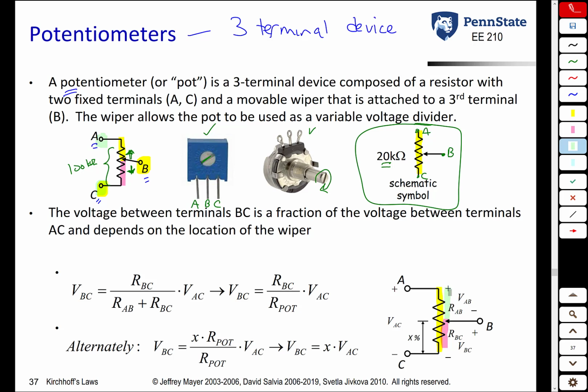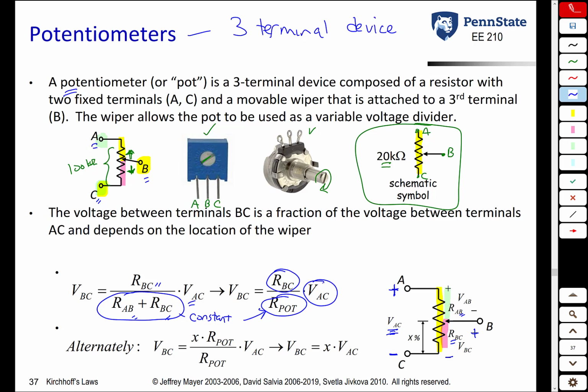So if you think about voltage division, suppose we know the total voltage across this potentiometer. Let's call it VAC. That's the voltage across the whole potentiometer. The voltage between B and C is then this resistance, RBC, over RBC plus RAB, all of that multiplied by this total voltage, VAC. But RAB plus RBC is a constant, and it's just the potentiometer value. So that means that the voltage between terminals B and C is just the resistance between terminals B and C divided by the pot value multiplied by the total voltage across the pot.